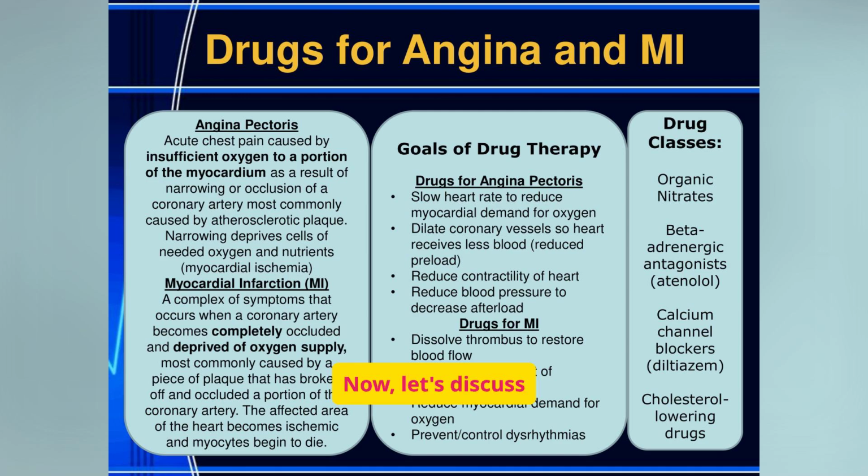Now, let's discuss drugs used for angina and myocardial infarction. We'll define these conditions and outline the goals of drug therapy. Angina is chest pain from temporary lack of oxygen to heart tissue. MI is more serious, a complete blockage causing cell death. Drugs aim to reduce the heart's oxygen demand, increase supply, and prevent clot formation.